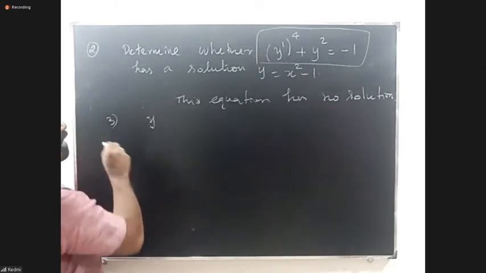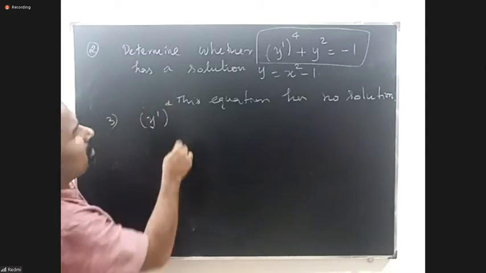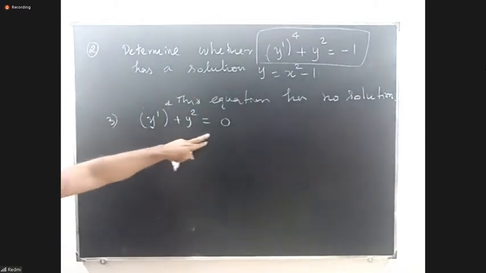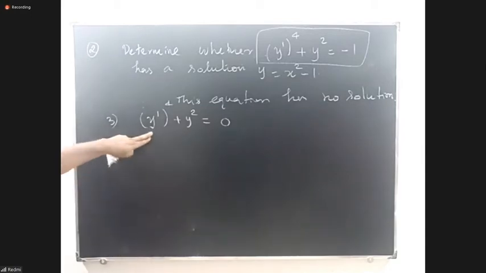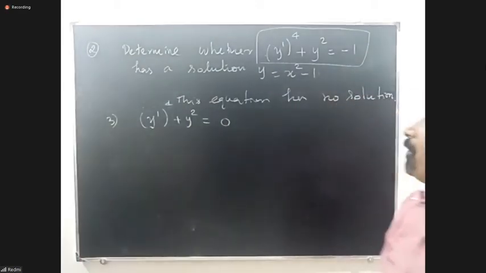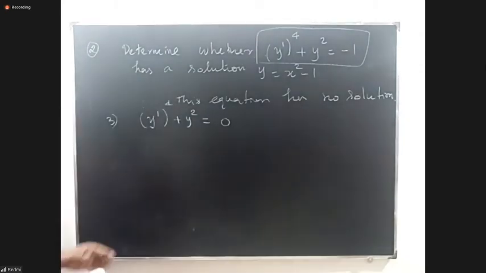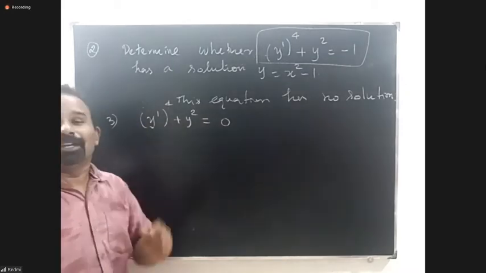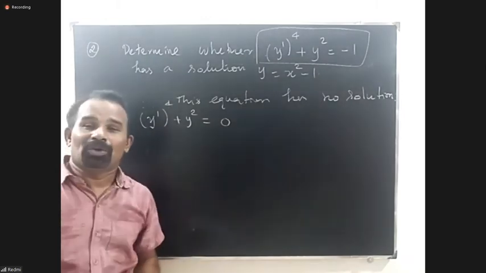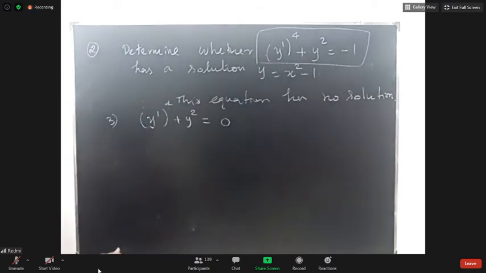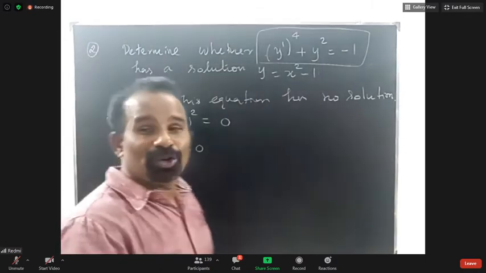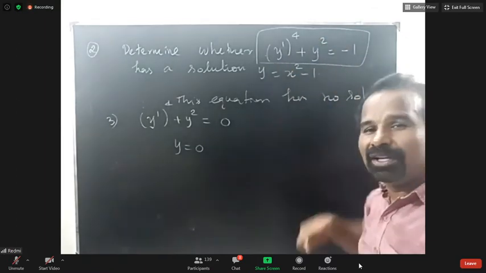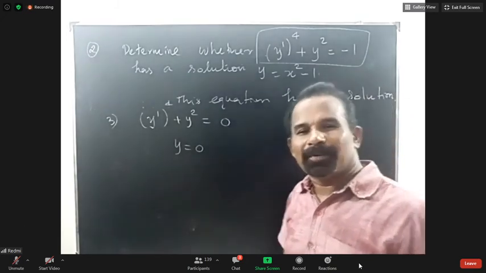Another thing is, consider the same equation, y dash power 4 plus y squared equal to 0. What will be the solution of this equation? Whatever value you take for y, this is positive, this is also positive. The sum of two positive numbers is equal to 0. What are the possibilities? The only possibility is y is equal to 0. See that? Here, the earlier equation has no solution.